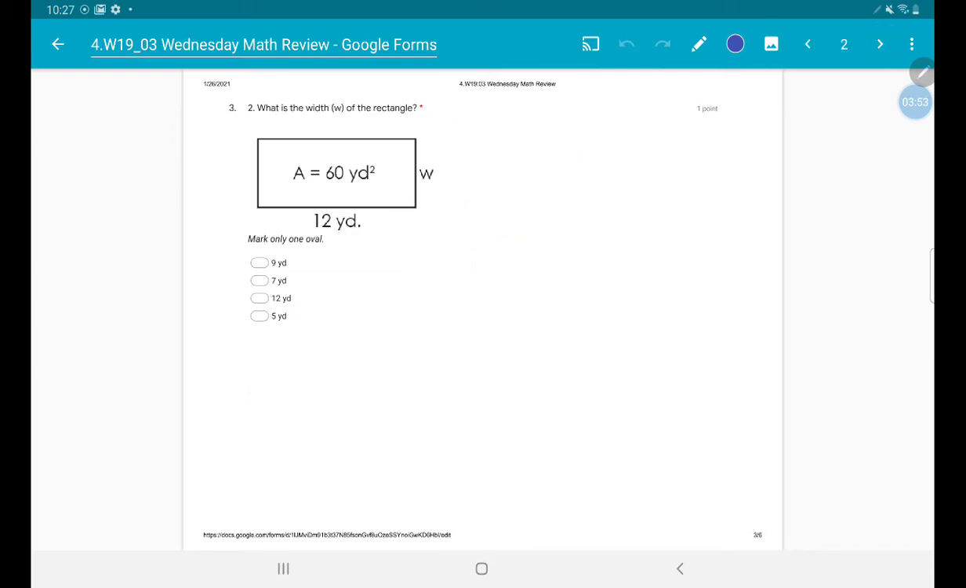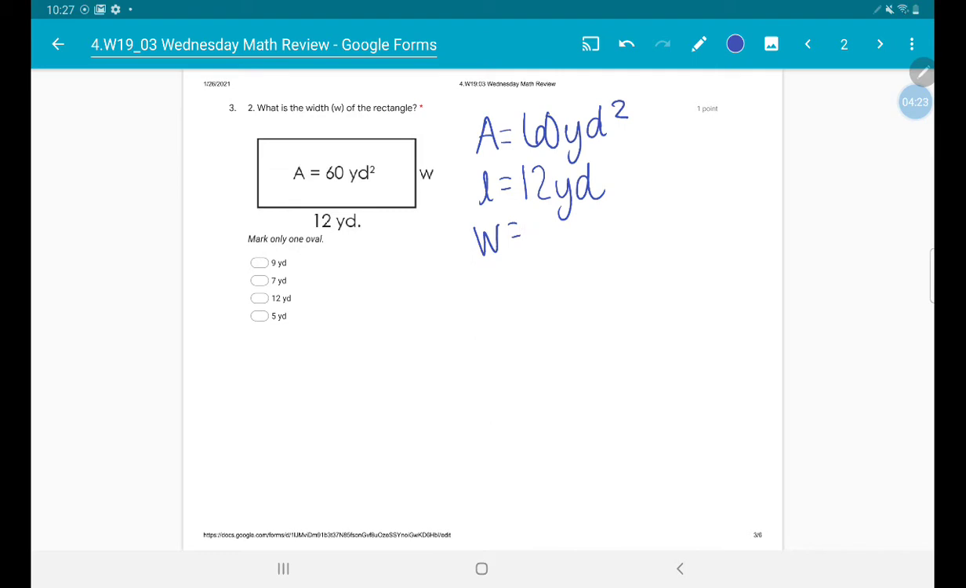All right, let's look at number 2. On number 2, they give you a rectangle. We know that the area of that rectangle is equal to what? 60 square yards. We know the length of that rectangle is what? 12 yards. And we're missing W, or the width.